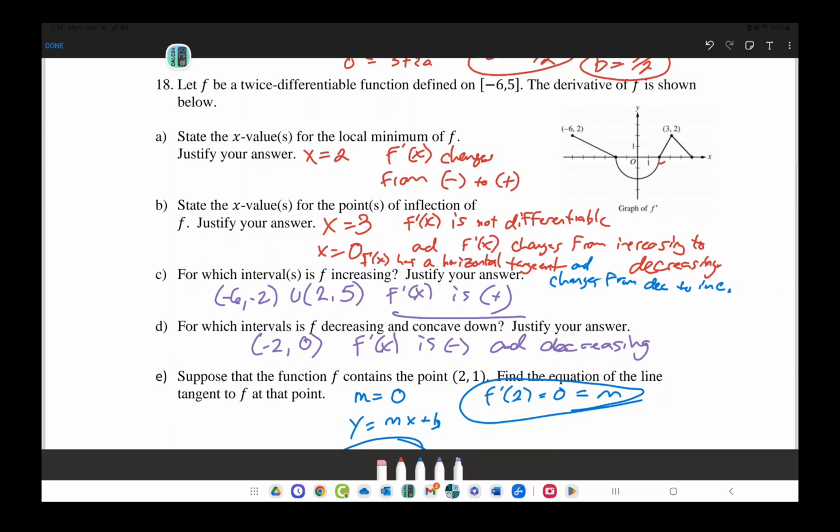It's okay because it says concave down, so f double prime would be negative. If you want to know where it's concave down, that would be everywhere from -6 to 0, and then from 3 to 5. It's concave down because that's where f prime is decreasing. That makes sense.